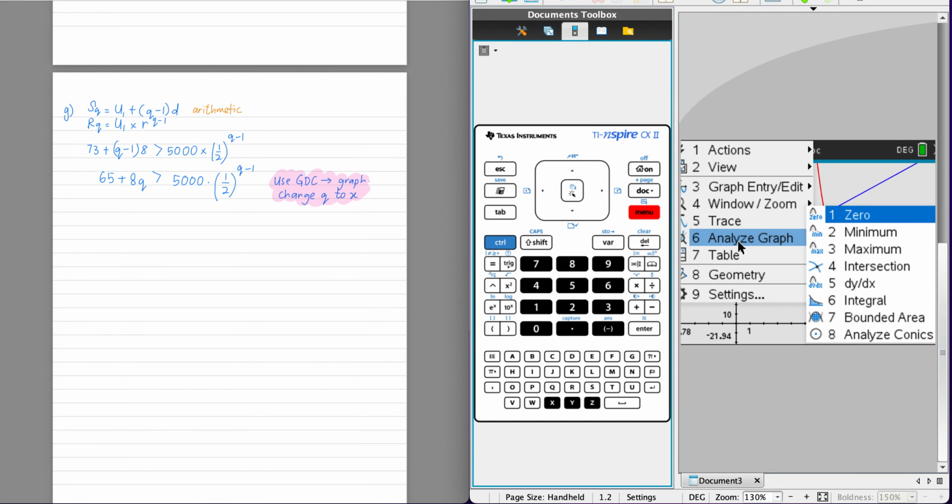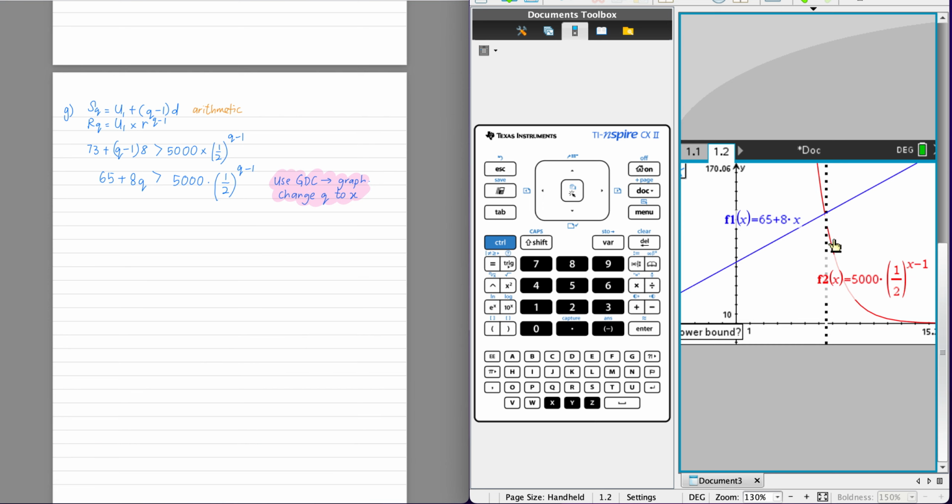So menu, analyze graph, intersection. We just need to trace, put it here, trace a bit, and we get 6.42. So x starts from 6.42. At 6.42 it meets, so maybe 6.43 and above. Okay, so what is x again? X here in the equation is Q. What is Q again? Q is a number of terms, so we cannot take a decimal value. It must be a positive integer. Therefore, it will be positive 7. Okay, so that will be the answer. Q will be positive 7.